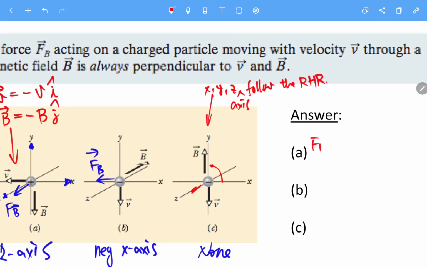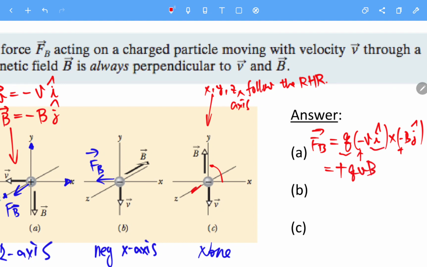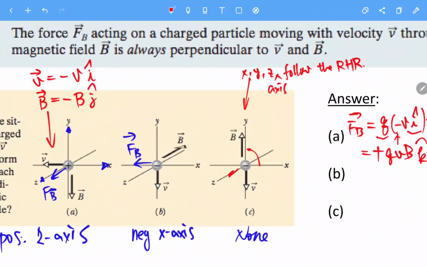So F_B is actually q, and q is a positive value, so we just make it q, and then v cross B. v cross B will be negative v i hat cross negative B j hat. So we have qvB as a positive value, and then this negative sign and this negative sign turn out to be plus qvB. All of them are positive values, and then we have i cross j. i cross j is in order, so it should be k. So it is in the positive z direction.